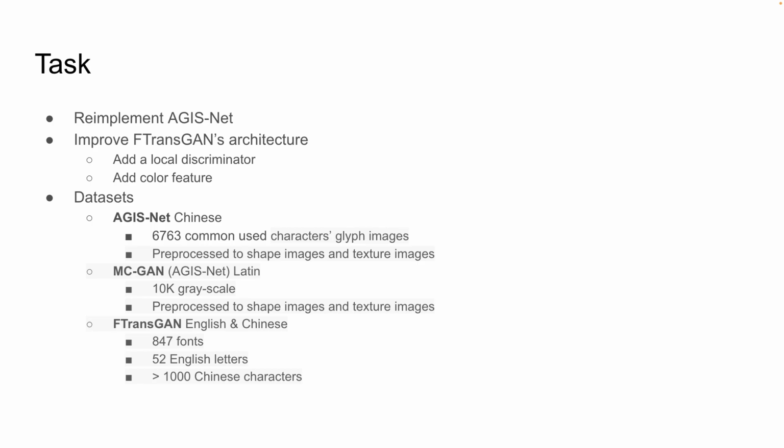We re-implemented GasNeXt and improved font translator GAN by adding a local discriminator, making it able to transfer colorful styles. One of the datasets we used is from GasNeXt, which includes most commonly used glyph images and colorful texture styles for Chinese characters. For Latin letters, we leverage the dataset used in MC-GAN. And we have datasets from font translator GAN to do cross-lingual style transfer. All of them are pre-processed to fixed size images.